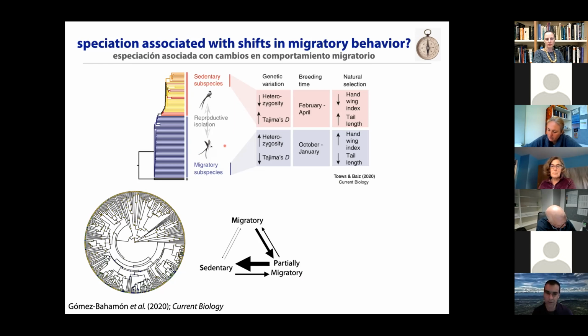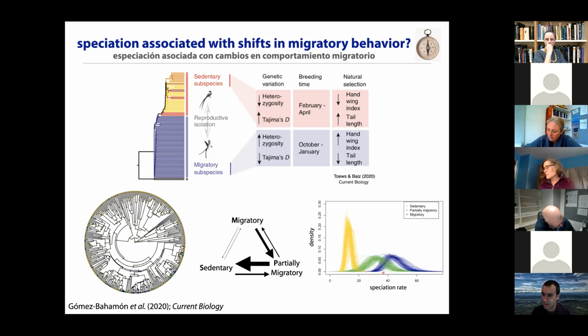And Valentina went a step further and estimated rates of speciation from molecular phylogenies of the flycatchers. And she found that speciation rates are much higher in partially migratory and migratory lineages compared to sedentary lineages. So we think that perhaps changes in behavior, in migratory behavior, are an important driver of speciation in this system.